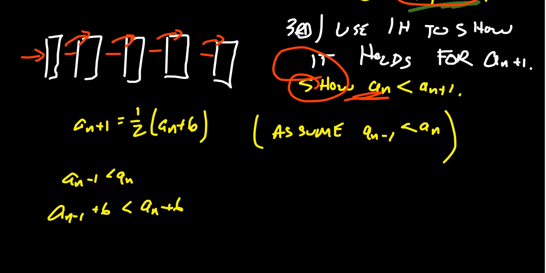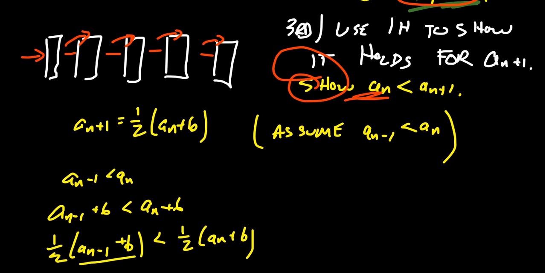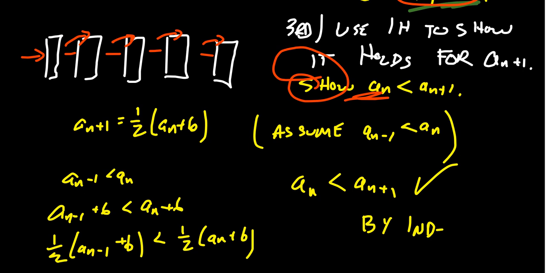All right. And then we're going to multiply both sides by 1/2. 1/2 times (an minus 1 plus 6) is less than 1/2 times (an plus 6). Now the left-hand side, 1/2 (an minus 1 plus 6), by this formula right here, is equal to an. And the right-hand side, 1/2 (an plus 6), like we see here, is equal to an plus 1. And so we've then proven by induction that our sequence is increasing.